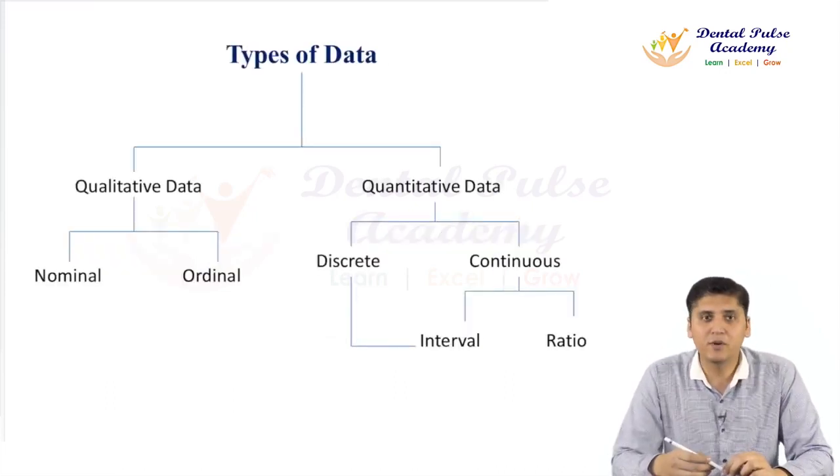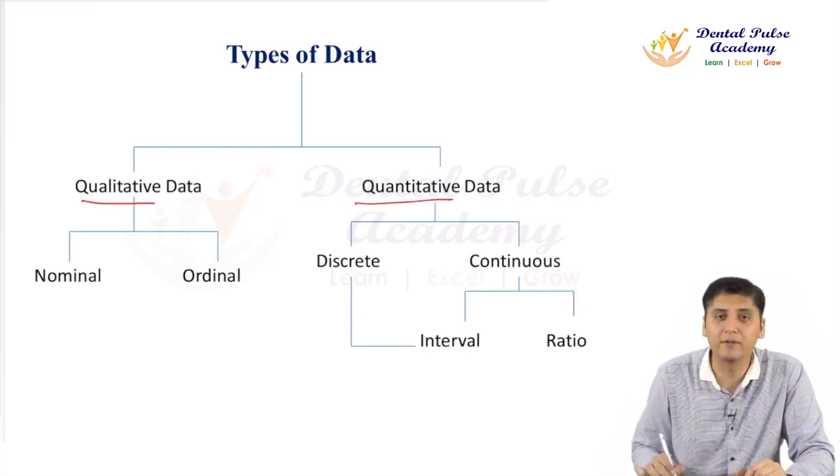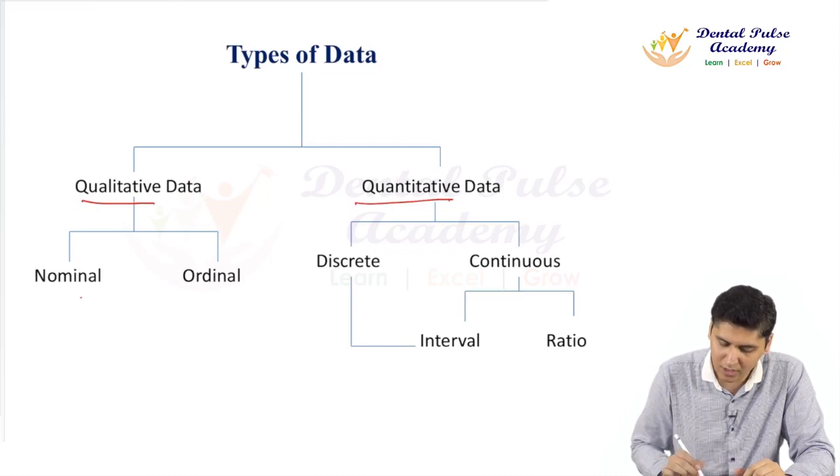Next we come to types of data. We have two types of data, qualitative and quantitative. Qualitative has two subparts, nominal and ordinal.